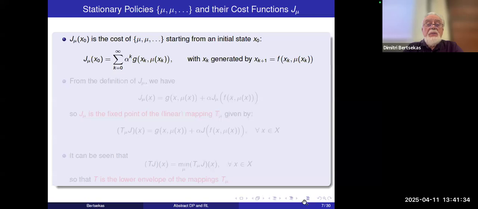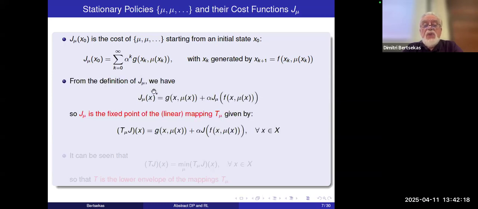So now let's do the same thing for policies. In dynamic programming, stationary policies are important. In other words, policies where the mu k does not change over time. So that's characterized by a single function mu. And the cost functions are denoted by J mu. So J mu of such a stationary policy starting at initial state x0 is given by this expression where xk is generated by a simple system equation. So you plug in this mu function into the cost function, plug it into the system equation, and you obtain, again, a function of the initial state, this J mu.